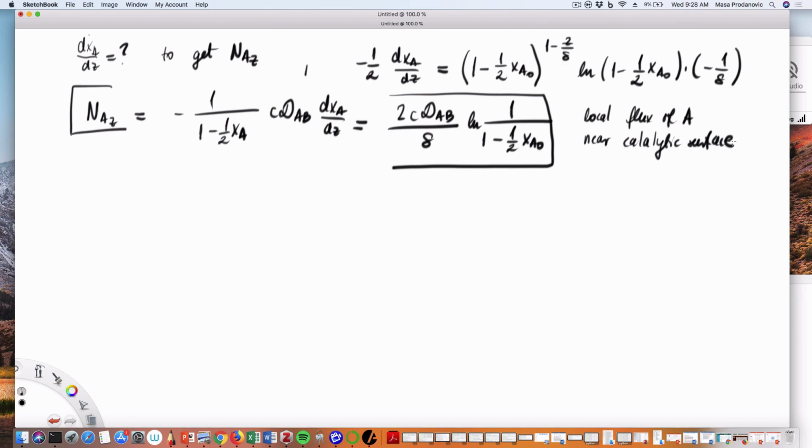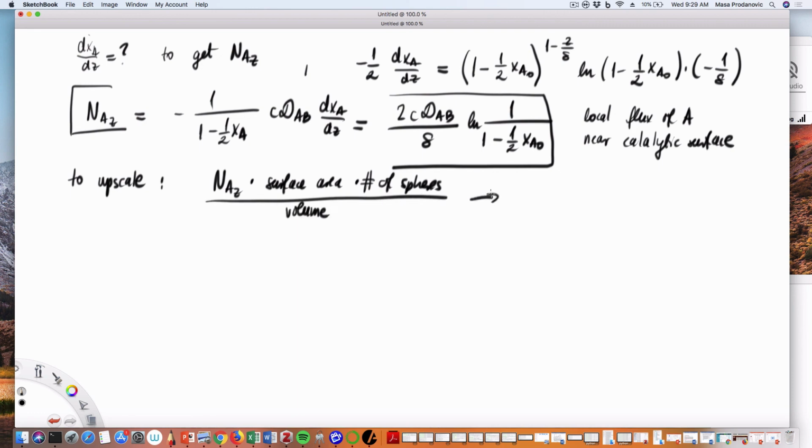So how would you upscale that? So I have a surface area of the sphere and number of spheres divided by volume, and that can actually give me a volumetric term in my partial differential equation if I needed one. Okay? So essentially to upscale, NAz times surface area times number of spheres divided by volume. That can give me volumetric reaction term in my PDE.